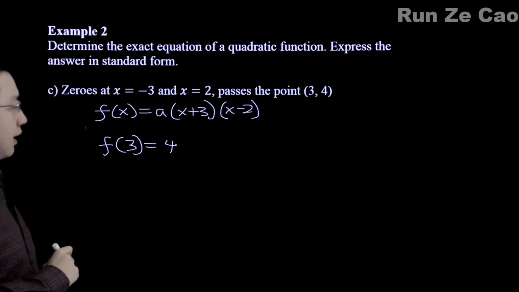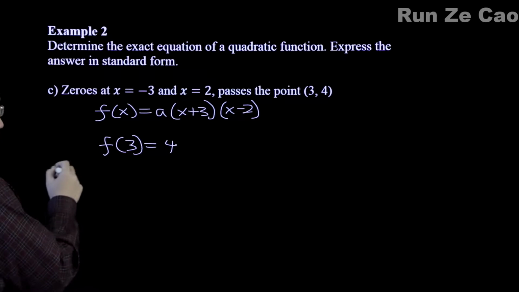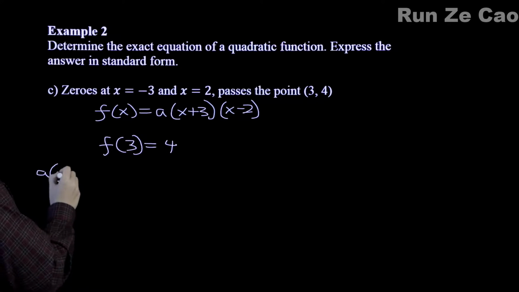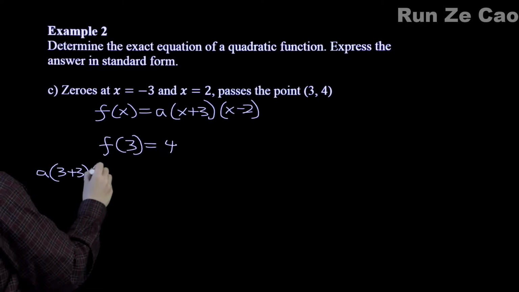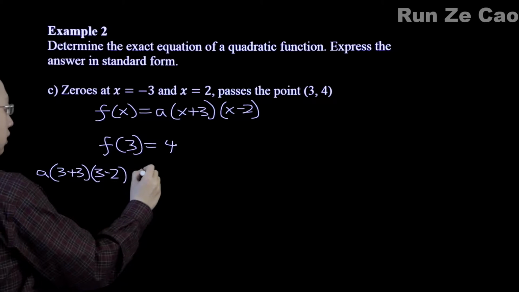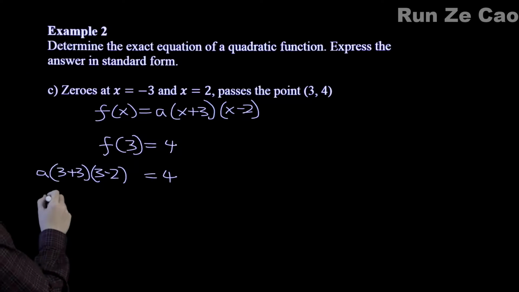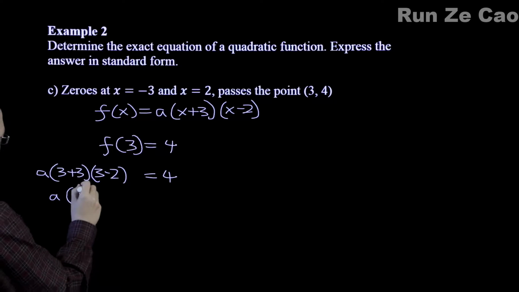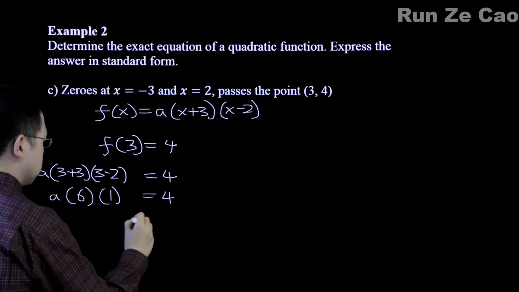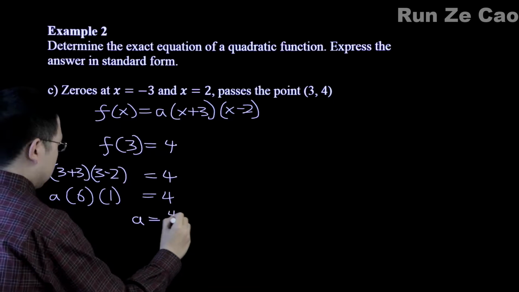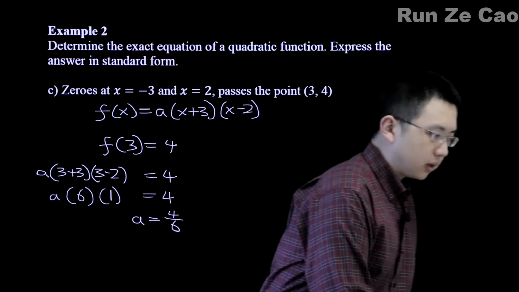This happens to mean that a (x + 3)(x - 2) equals 4. So a (3 + 3)(3 - 2) equals 4. Thus, a times 6 times 1 is equal to 4. A equals 4 over 6. So, this is 2/3.